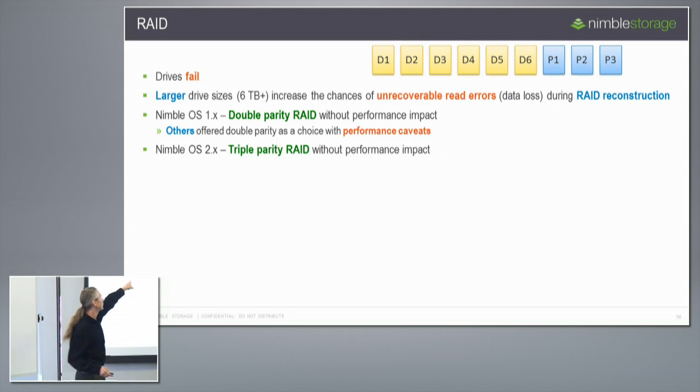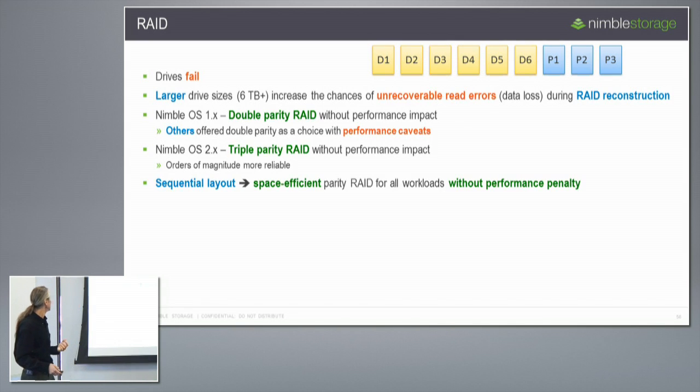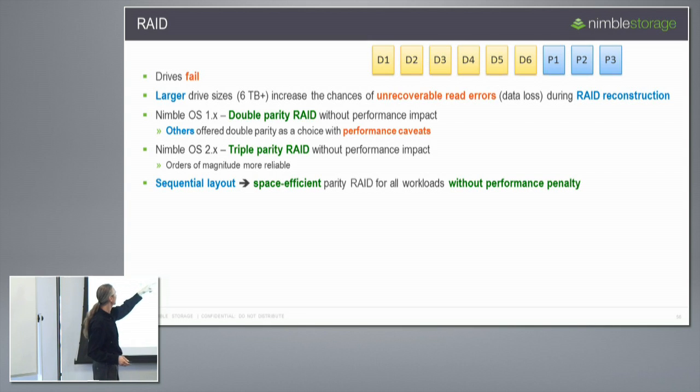But this is, anyway, it's not disks. This is a RAID stripe, and this just depicts 1 stripe on the disk. And we do it without performance impact. It's orders of magnitude more reliable and can protect these kind of large drives. And it is the sequential layout again that allows us to do that efficiently. We can use space-efficient parity RAID as compared to, say, mirroring, which is not space-efficient. And we can support it for all workloads without any performance penalty.